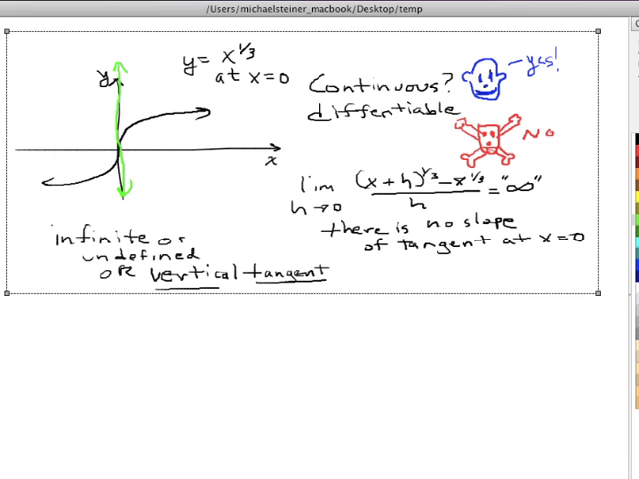So there's a lot of different names for this. It has an infinite slope, or it has a vertical tangent, so it's not differentiable at x equals 0. And maybe I didn't put "at x equals 0" for the last one, but you always have to say, if it's not differentiable, we're talking about a certain point. Okay.